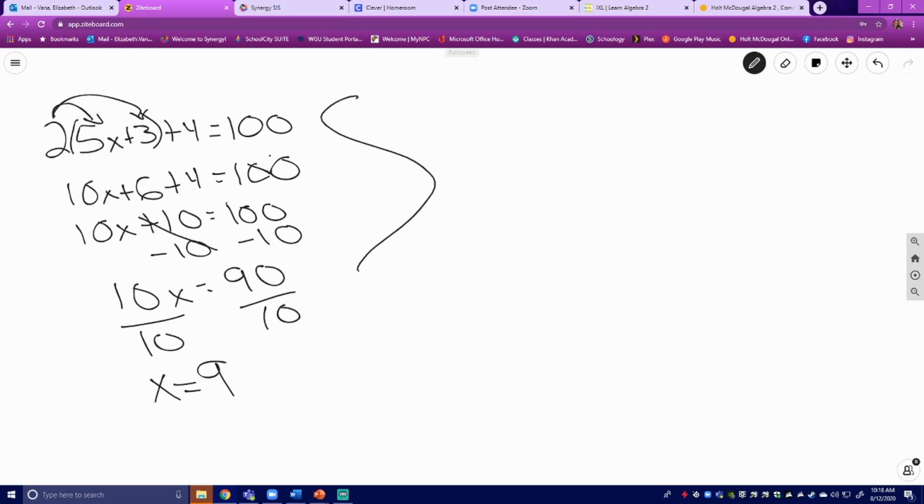Now for the last example I wanted to show you. 1/2 x plus 3/4 equals 5/8. All right, fractions. We all love our fractions. So let's go ahead and we're using the same steps, right? We're adding 3/4. We need to get rid of it, so we need to subtract 3/4.